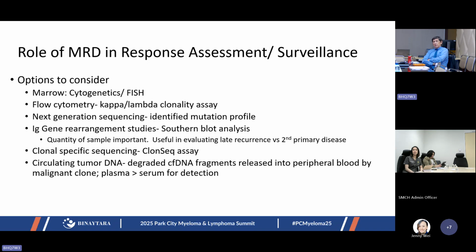Now we're moving into new tools of what we call next generation sequencing, identifying mutations that we can follow and correlate with disease. And again, in B-cell malignancies, we're looking at immune globulin gene rearrangements because we know that it's clonal, and if it's clonal, it should have a unique immune globulin expressed.